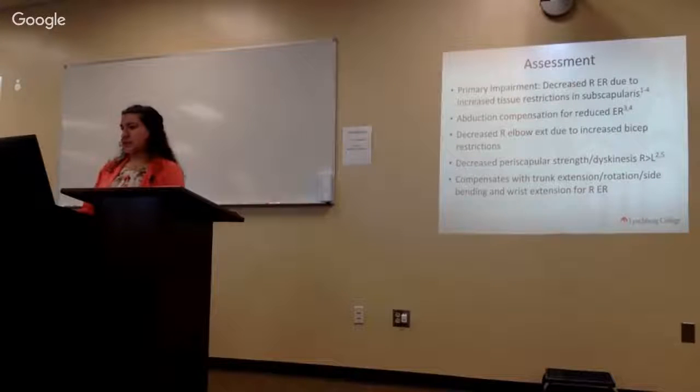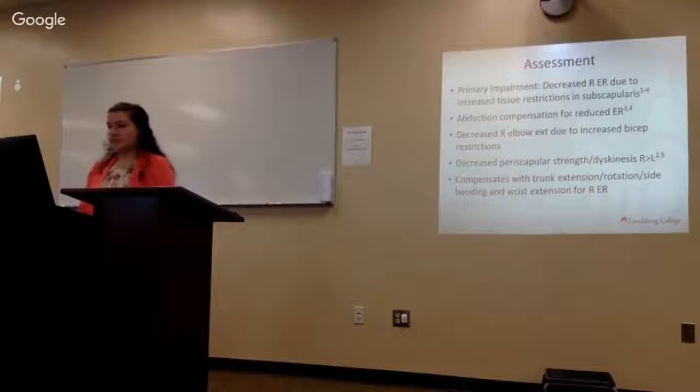So I decided that her primary impairment was her reduced external rotation, and I felt it was more due to her subscap tissue restriction, since that was pretty significant, which also results in her abduction compensation. And a lot of the research I found says that if you have a lack of external rotation or fatigue in those muscles, the shoulder blades can kick in a little bit as well. You can get more dyskinesis with that, as well as the compensations that I've already talked about.